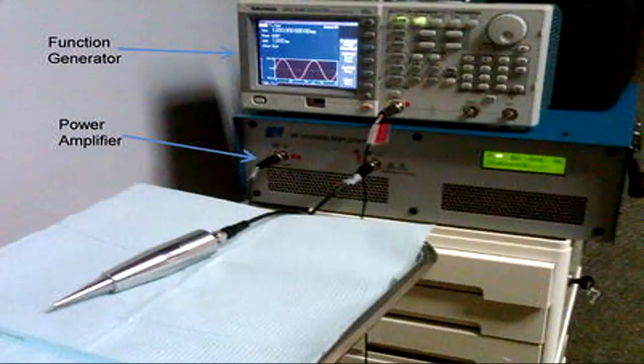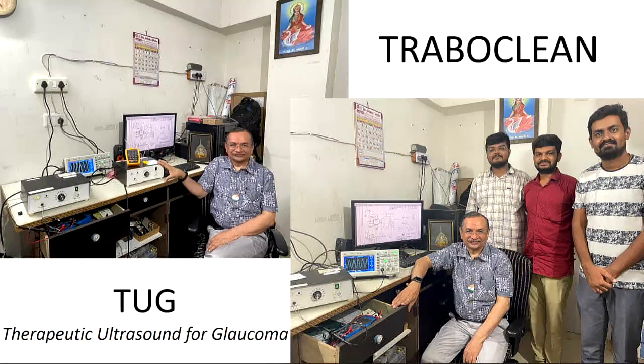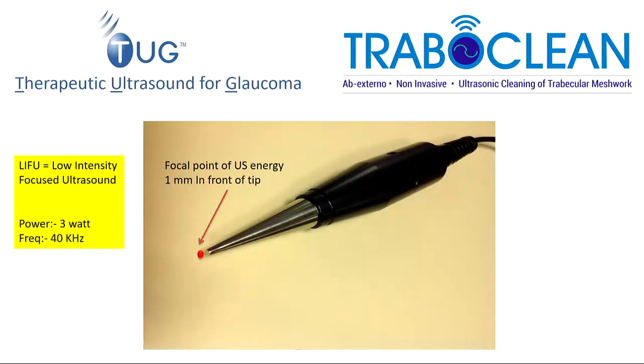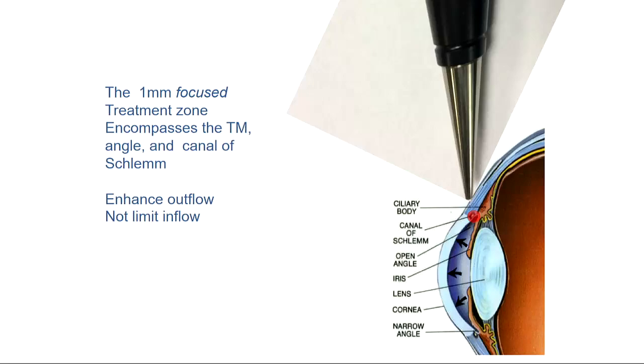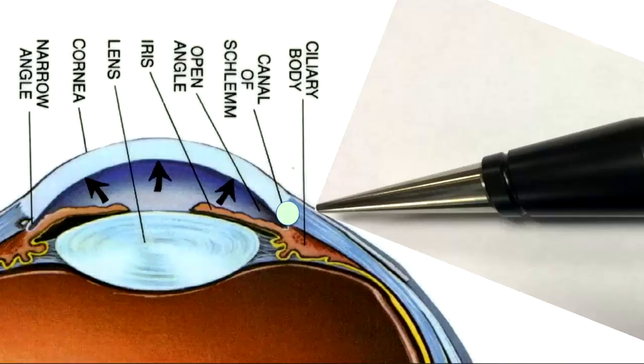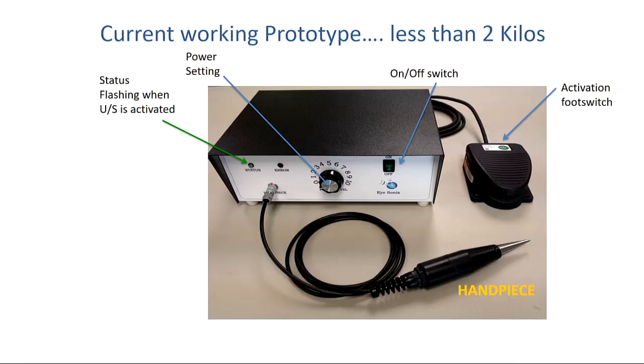So we designed a handpiece and a console to deliver low intensity focused ultrasound of 3-watt power at 40 kHz frequency to the trabecular meshwork as well as to the canal of Schlemm by an ab-externo non-invasive approach. This is how the current working prototype looks, which weighs less than 2 kilos. There is a console, there is a foot switch, and there is a handpiece.